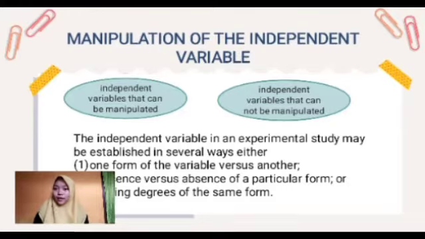And then next, there is manipulation of the independent variable. It means that the researcher deliberately and directly determines what form the independent variable will take, and which group will get which form. And here, although many independent variables in education can be manipulated, there are also independent variables that cannot be manipulated.